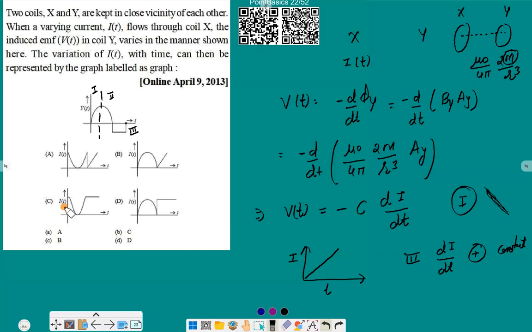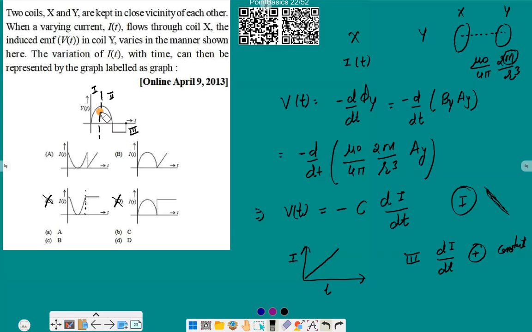So in option C, we can see here that current is getting constant. If current is getting constant here, then EMF will reduce to 0, and that is not the case for a long time. So option C is rejected. Similarly, option D is rejected. Now coming to option A and B, which one of these will be the right option.